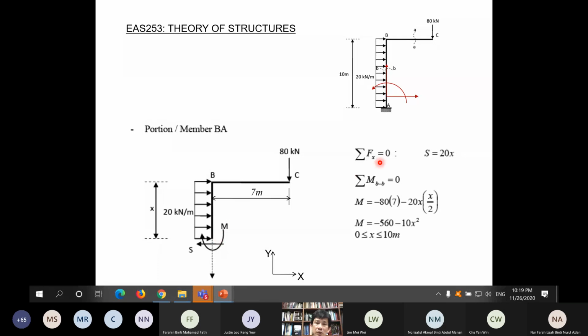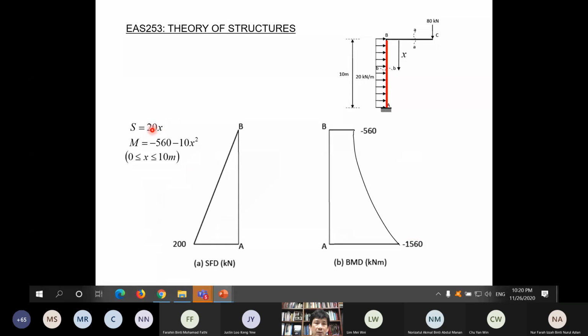Okay. So shear with UDL, you have a straight line, and then bending moment with UDL, uniformly distributed load, you get X squared. So we plot 20X, X starting from 0 until 10. So we get all the while positive. So positive for this member, draw on this side from 0 until 200. And for bending moment, this is with UDL, so it's a curve. So from negative 1560, curve this way until negative 1560.